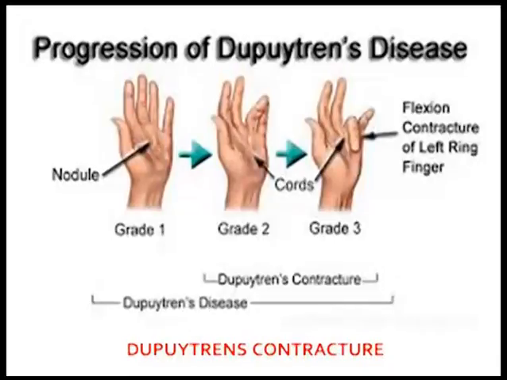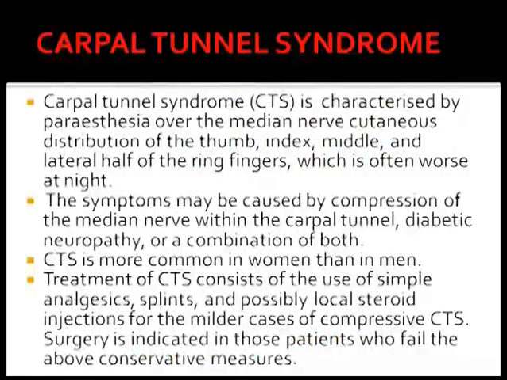And this is the photograph which shows the progression of Dupuytren's disease. Initially in stage 1 there is only a nodule, which is known as Dupuytren's disease, and then as it progresses to grade 2 there is cord formation, and then there is a flexion contracture, then it is known as Dupuytren's contracture. So when the person comes with a nodule on the palmar aspect in the two fingers I mentioned, you should think that this is the beginning of Dupuytren's disease, and you should not allow it to progress to the contracture.